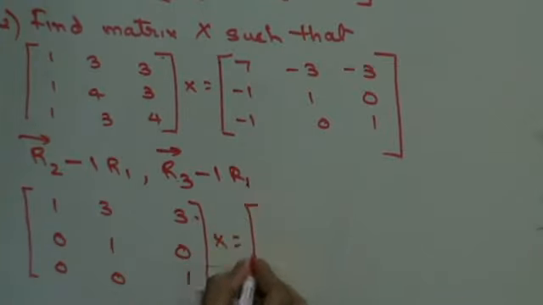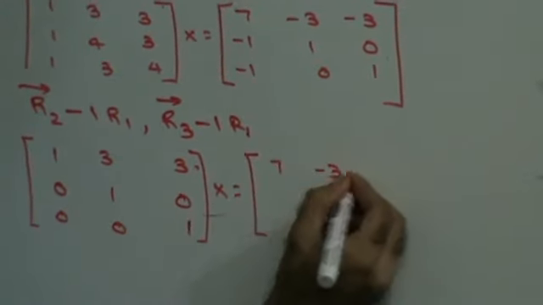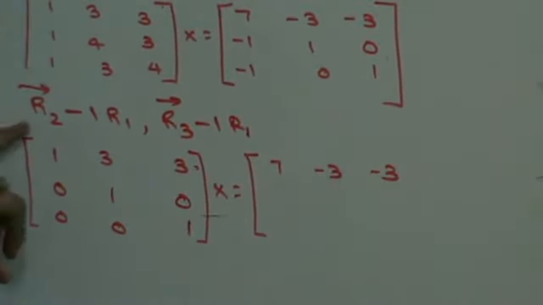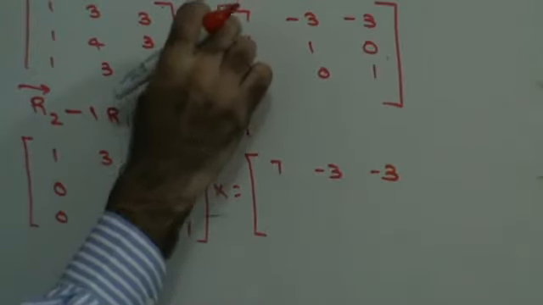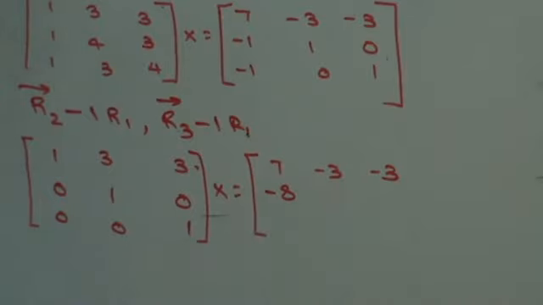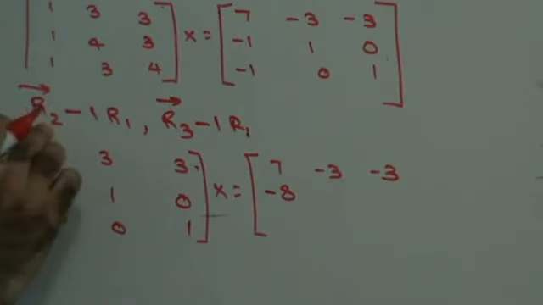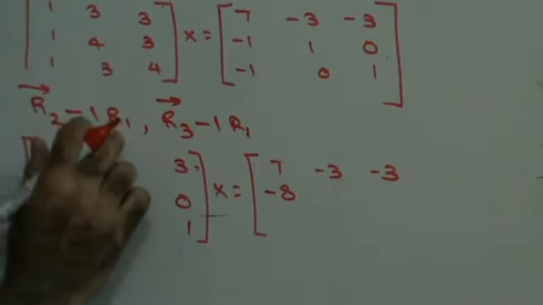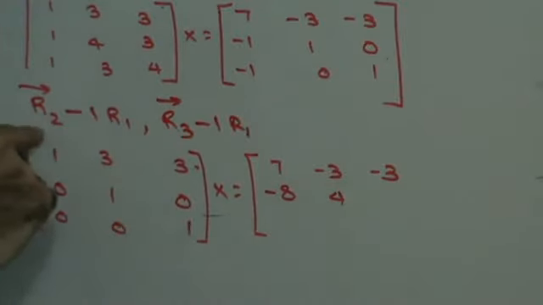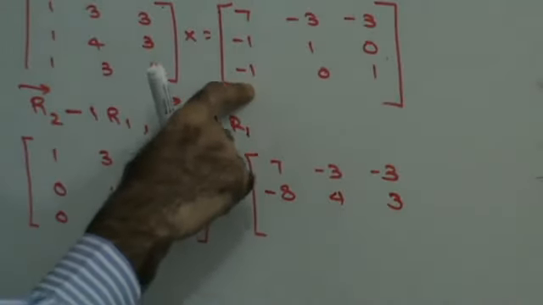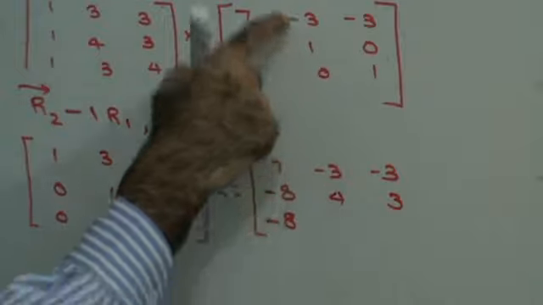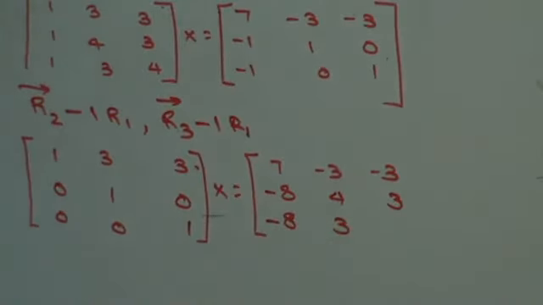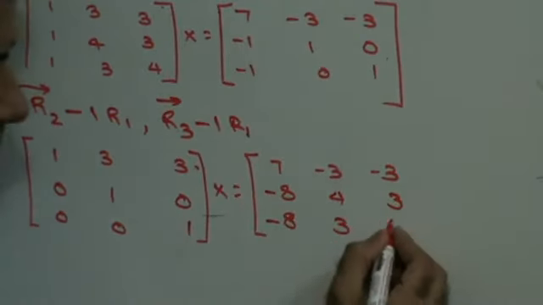Into X. 7 minus 3 minus 3. Now minus 1 minus 7. Minus 1 minus 7 is minus 8. Then you have 1 plus 3, 4, 0 plus 3, 3. Then you have minus 1 minus 7, minus 8, 0 plus 3, 1 plus 3.